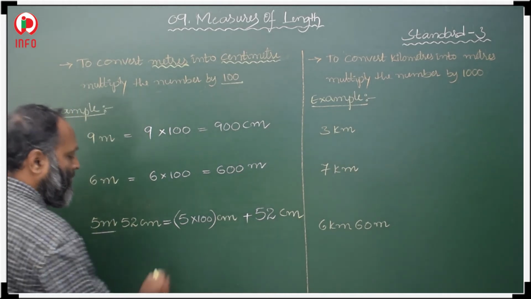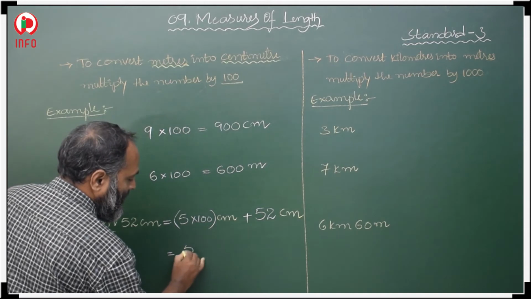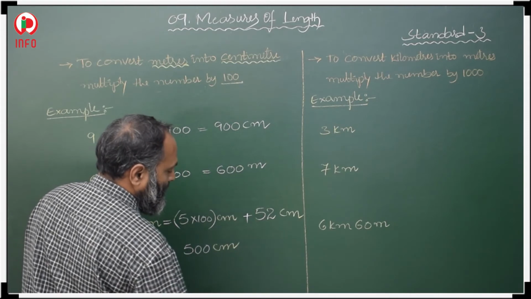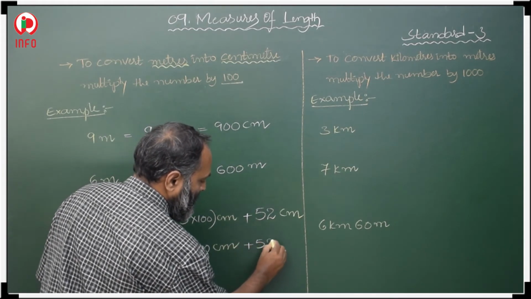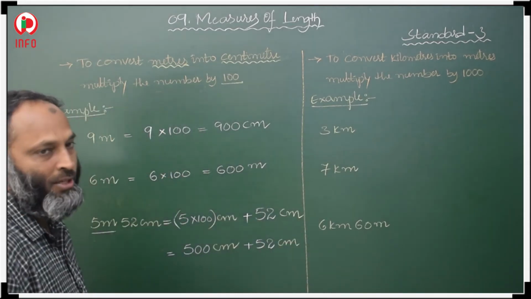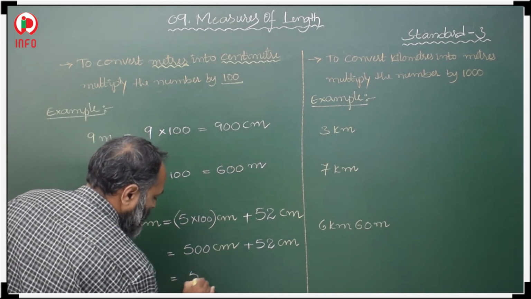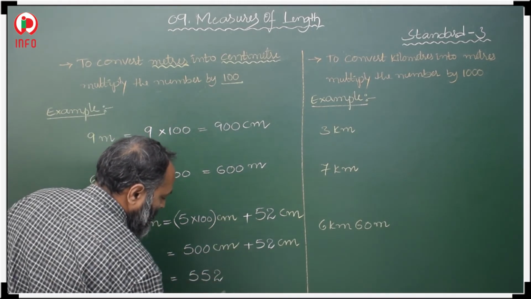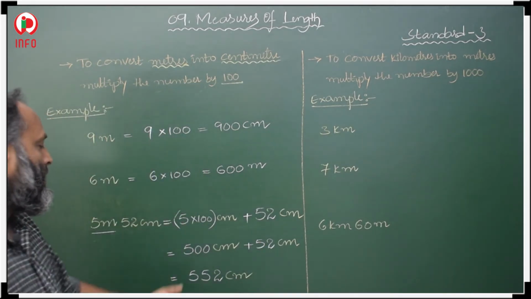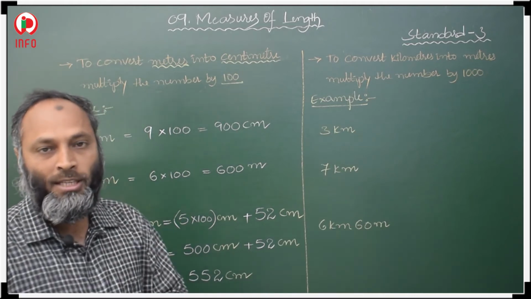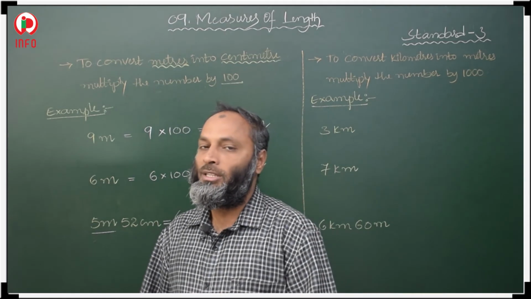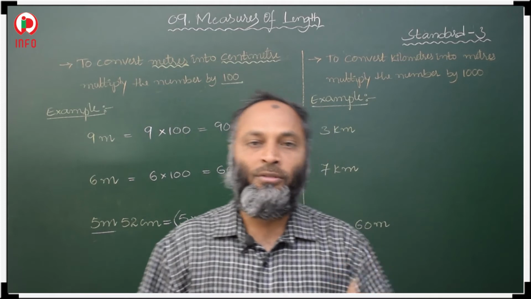Now, 5 into 100 is 500 centimeters, plus 52 centimeters. 500 plus 52 is 552 centimeters. This is the answer in centimeters. So to convert into centimeters, you multiply the meters with 100 and add any centimeters given.